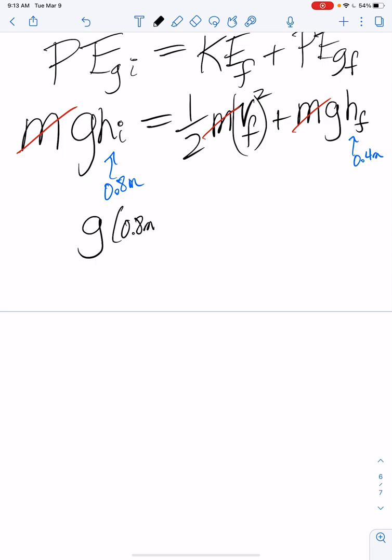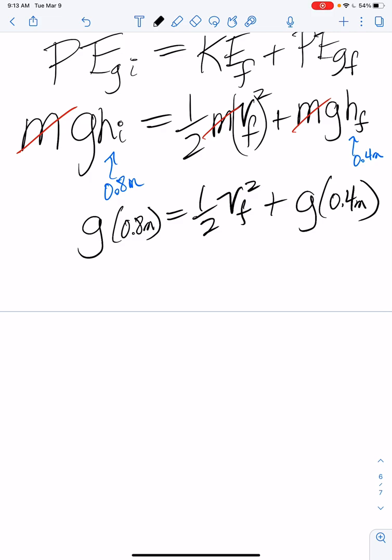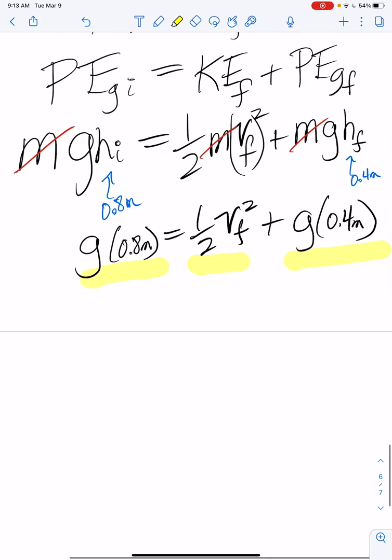And figure that out. Hopefully this is making sense and everybody can have a good day. And so you can't cancel the G's out. That's what I'm trying to say, right? You cancel the M's out because each one had an M, but now each one doesn't have a G, and you can't cancel that out. So go ahead and find that velocity and have a good day.